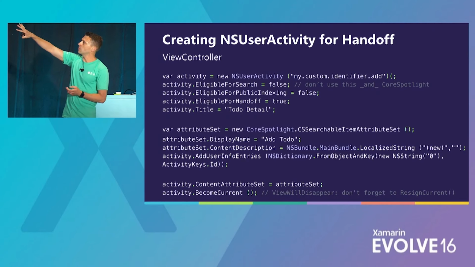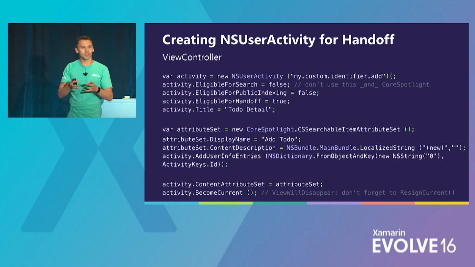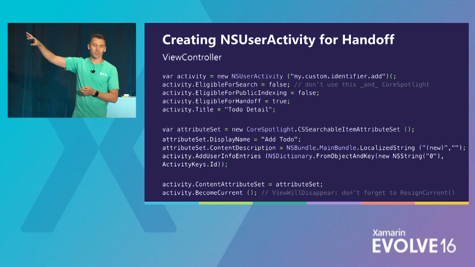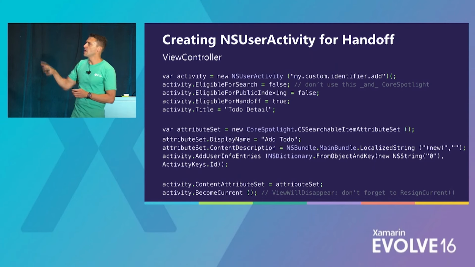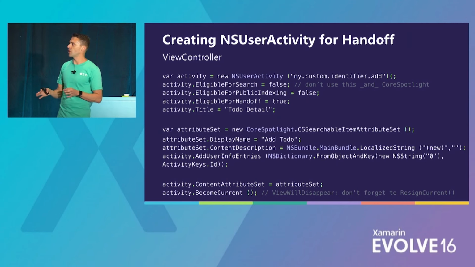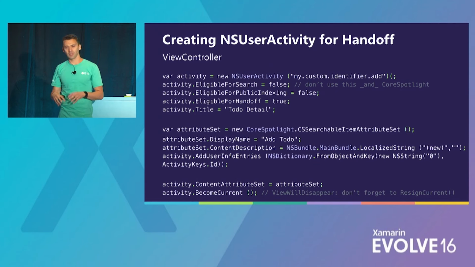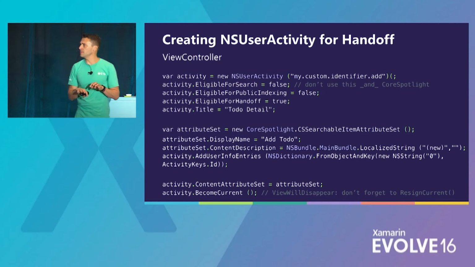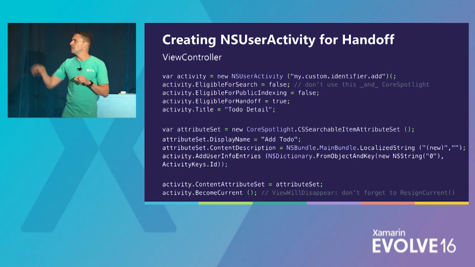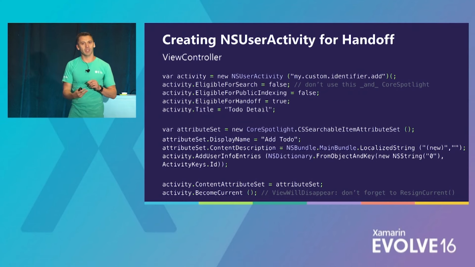So in the view controller, I set up my user activity. It's not eligible for search. It's not eligible for public indexing, and you can look up the details for that online, but it is eligible for handoff, which means I can use this screen on multiple devices. And I create this content set with the name of it, and at the very bottom, I say become current. So while this view controller is open, so it's the to-do entry, users typing in, the NSUserActivity is being updated.